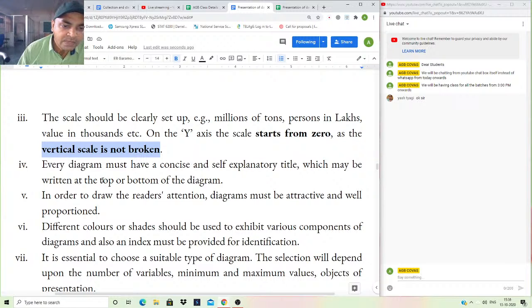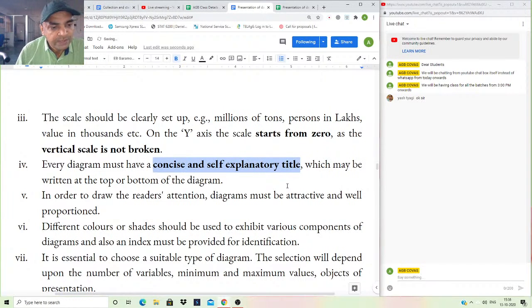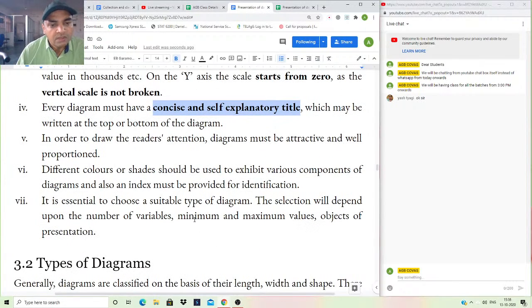Now every diagram must have a concise and self-explanatory title, which may be written at the top or at the bottom of the diagram. Now, in order to draw the reader's attention, diagrams must be attractive and well proportioned. Because if you follow the principles of this scale, non-breaking of the vertical scale, and multiples, all these things, your diagram is going to be proportional. That is for sure.